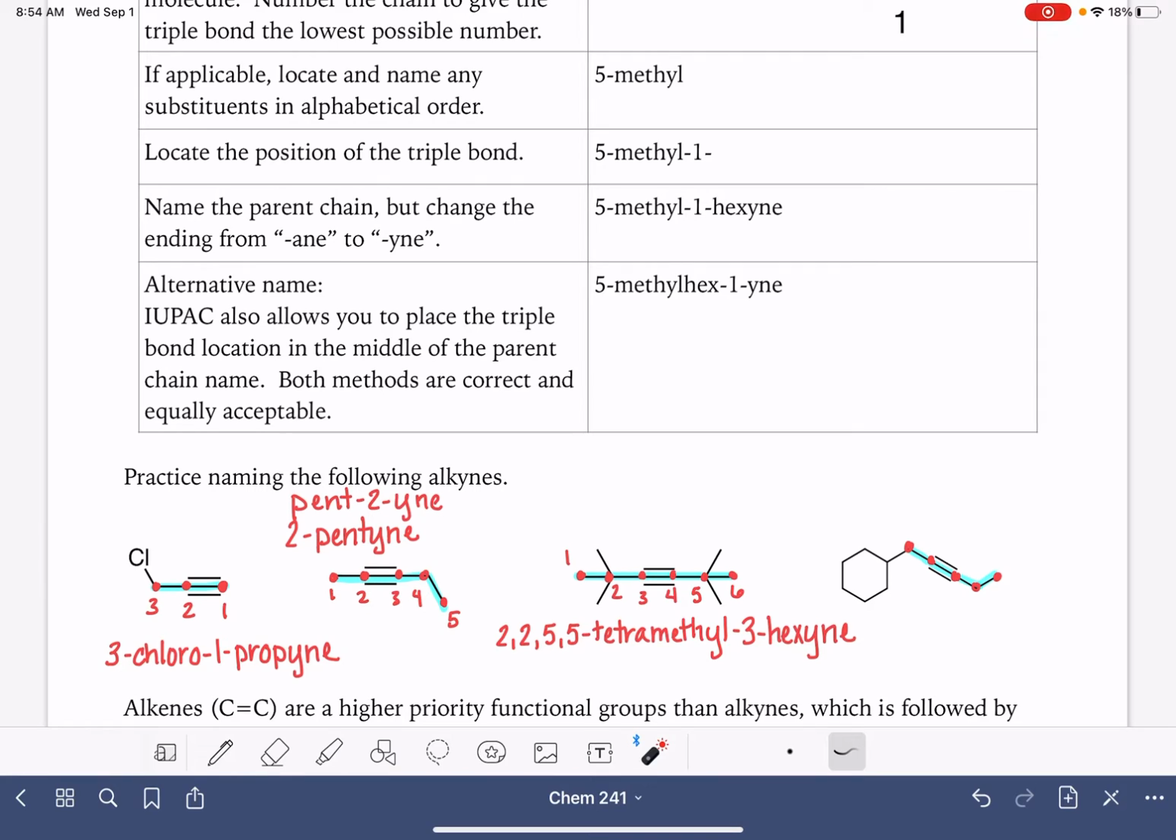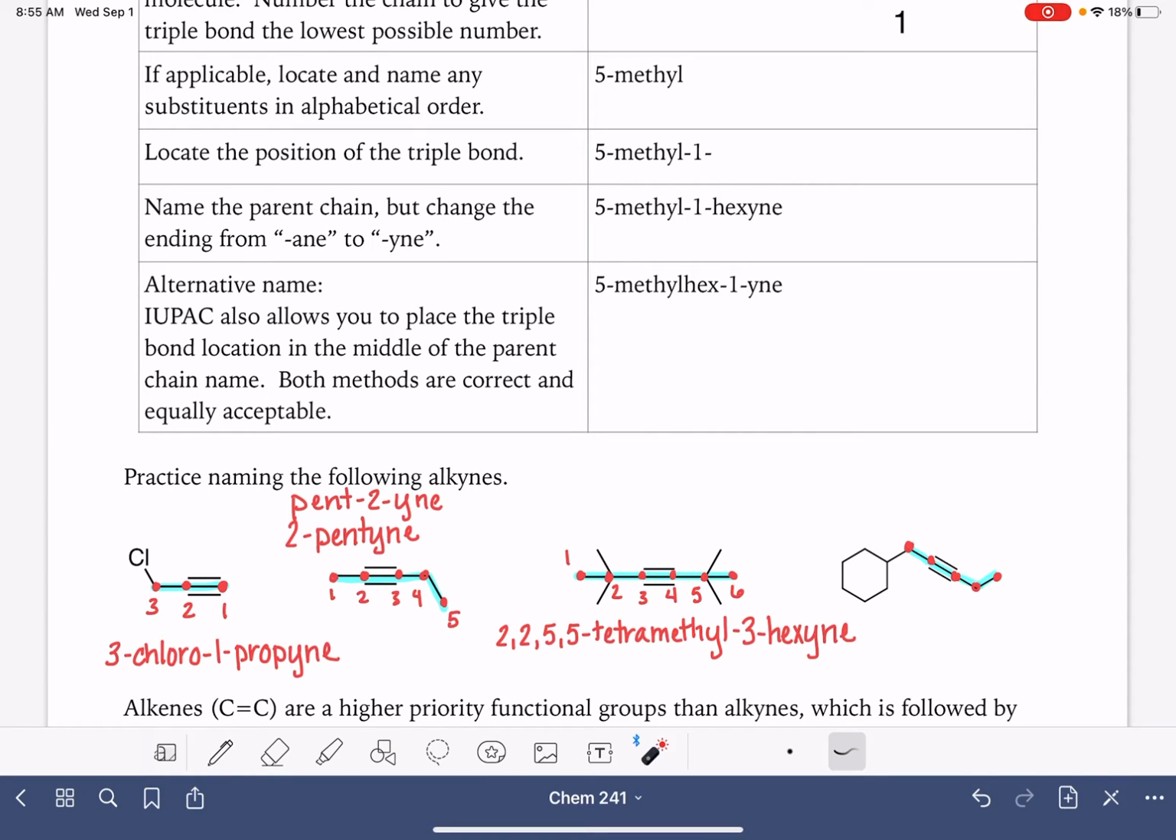But a lot of times when our parent chain has a cyclic substituent on it, people aren't quite sure how far that parent chain should go. Like, should we include this carbon atom as part of the parent chain as well? The answer to that is no.